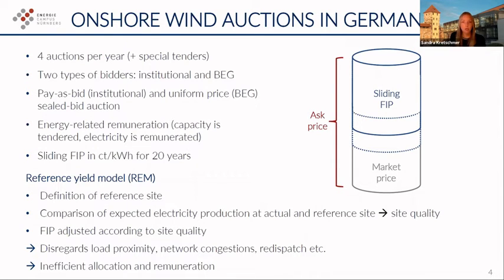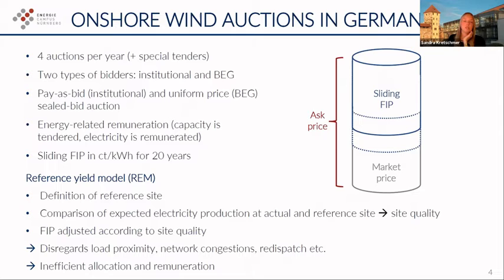The remuneration is energy related. This means a bidder submits a bid, for example, for a wind plant with 3 megawatt capacity and states how much remuneration per kilowatt hour they would have to earn in order to at least break even within the next 20 years. And like in most other countries that have renewable energy auctions, the winning bidders then receive a sliding feed-in premium for 20 years per kilowatt hour. This means that they get a subsidy that covers the difference between the current market price for electricity and the awarded bid price, if the market price lies below this awarded bid price.